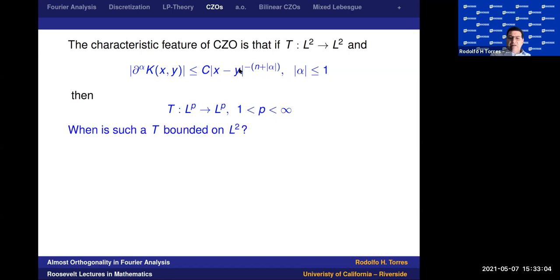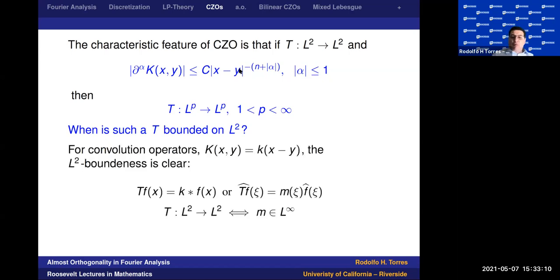So the big question is, when are these operators bounded on L2? And again, for convolution ones, when the kernel is just a function of x minus y, we can use the Fourier transform. And remember, again, it transforms convolution into multiplication. So this function m is the Fourier transform of k. And for this to be in L2 requires the Fourier transform to be in L2. And for a function in L2 multiplied by another to be in L2, one can easily realize that the function has to be essentially bounded. It has to be in L infinity. So this is an if and only if relation, and it's very easy to establish.